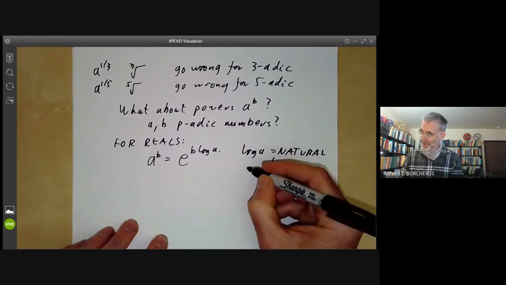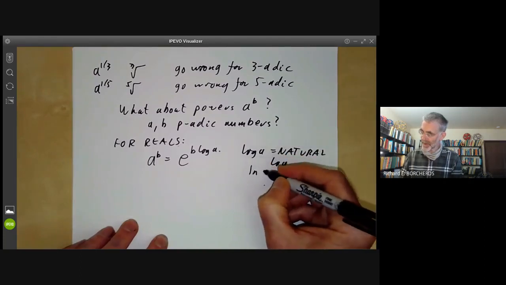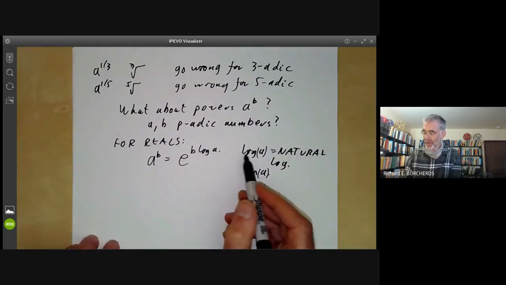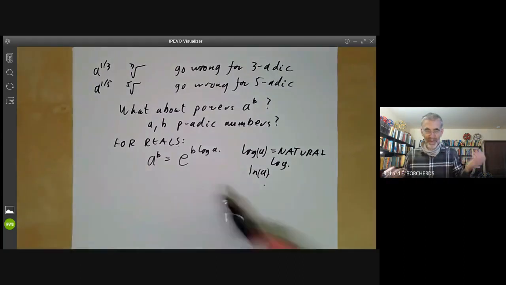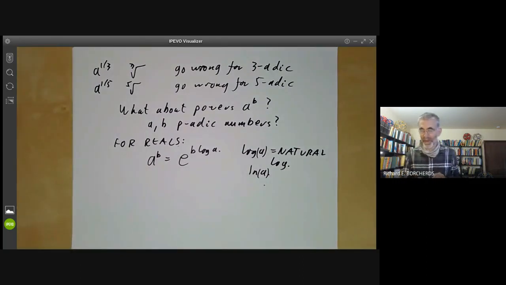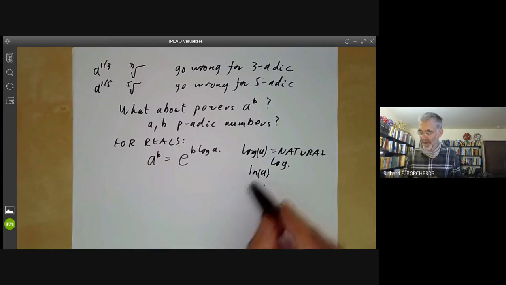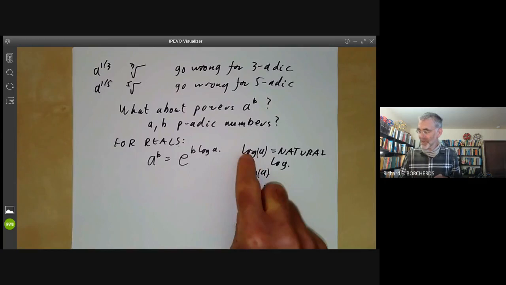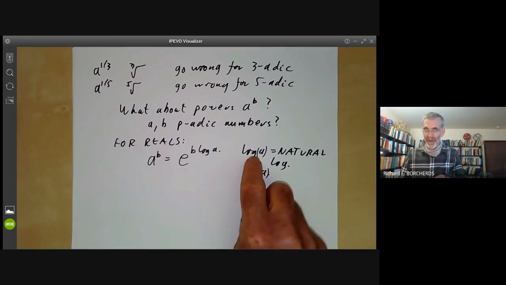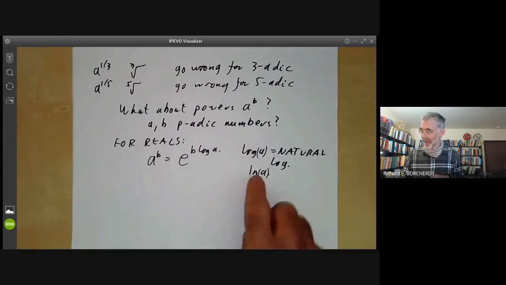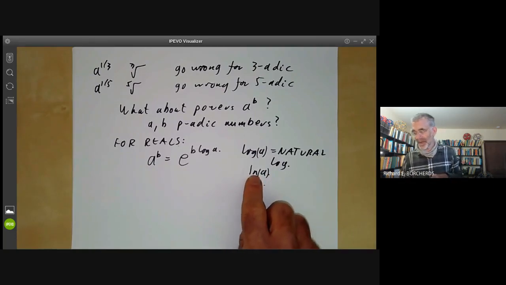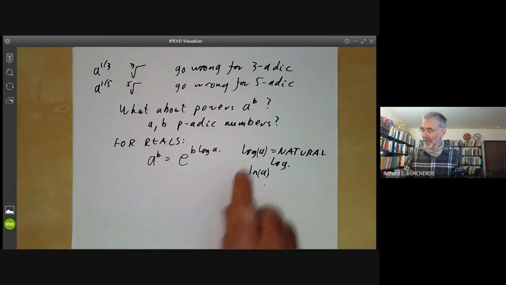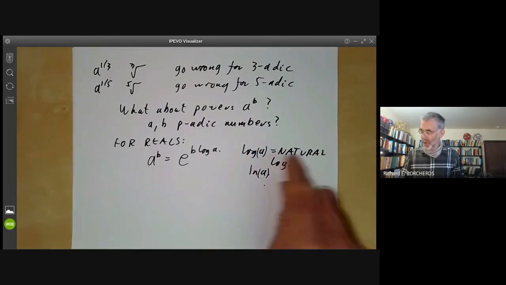People quite often denote this by ln of a. In pure mathematics, people usually use log for natural log. In engineering and in high school and physics, people quite often use ln. This is for complicated historical reasons, that log sometimes used to mean log to base 10. So about a century ago, someone decided it would be a good idea to have a different notation for natural logs. But since nobody in their right mind uses logs to base 10 anymore, we may as well use log for natural log.